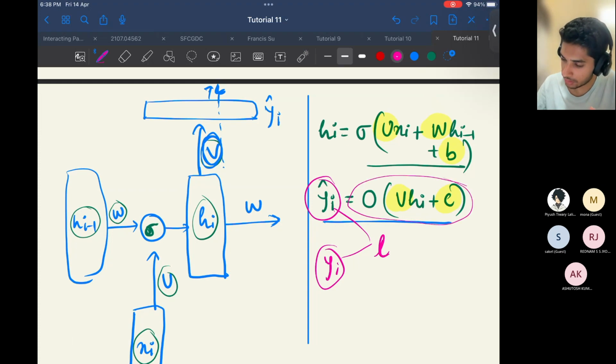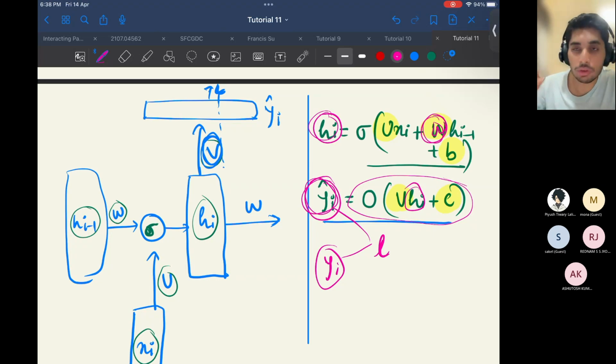So where is W coming in? Yi hat is dependent on W through Hi, right? Hi depends on W, right? This is where the W is coming in. So Hi depends on W and Yi hat depends on Hi. So that is how we are going to come across W.